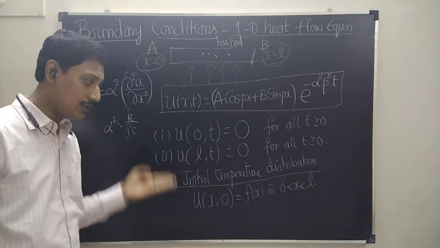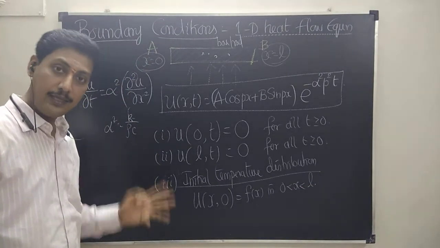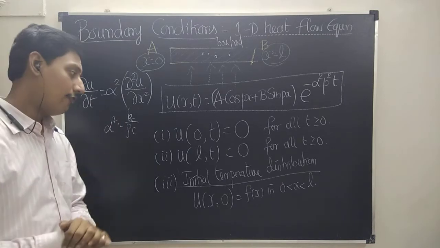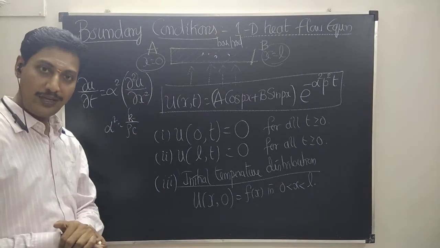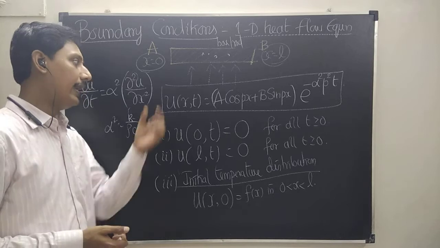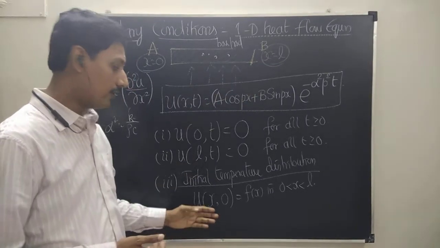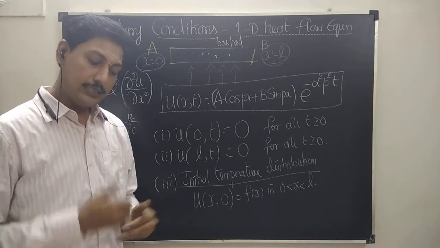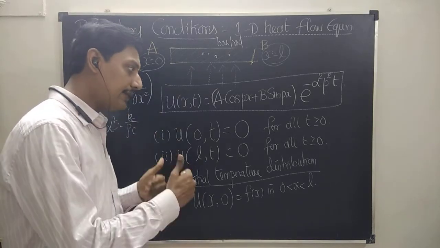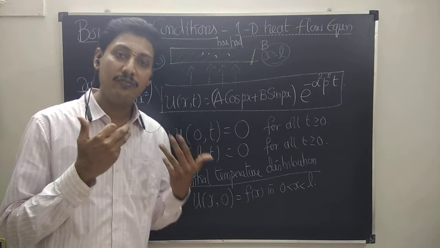So these are the three boundary conditions for the one-dimensional heat flow equation. The first boundary condition is for x = 0, the second one is for x = L, and the third one is for time t = 0. Suppose the initial temperature distribution is not given, what can we do?